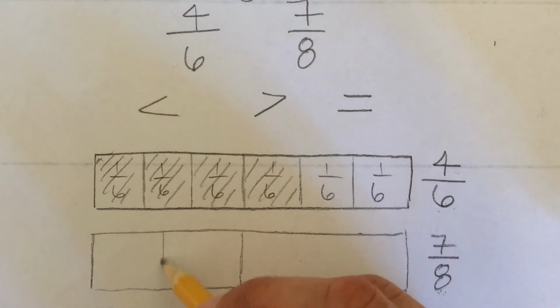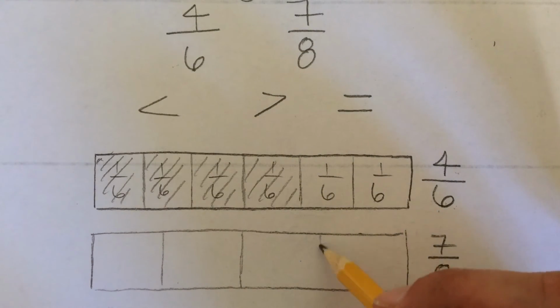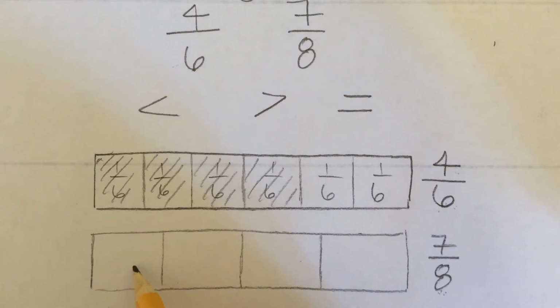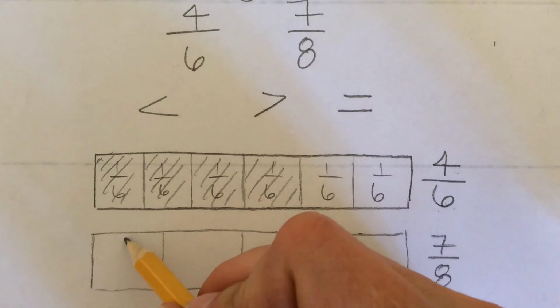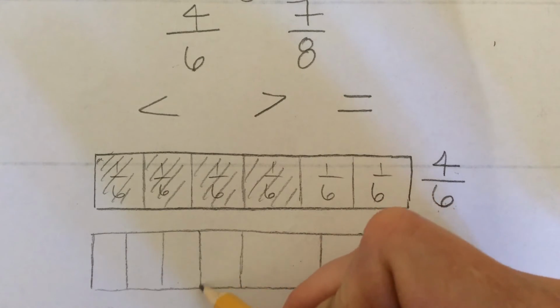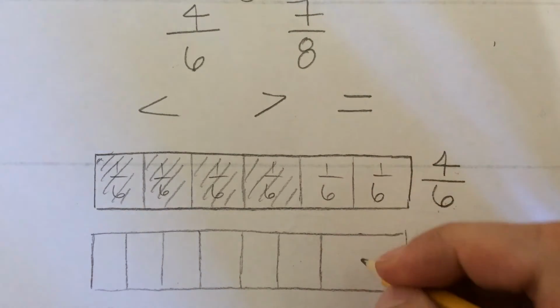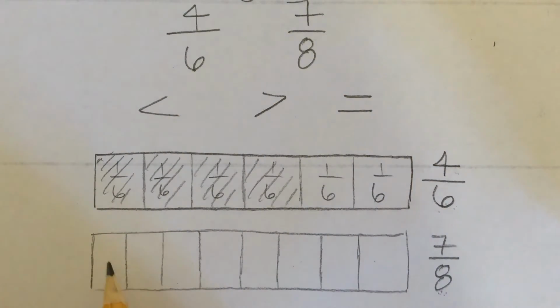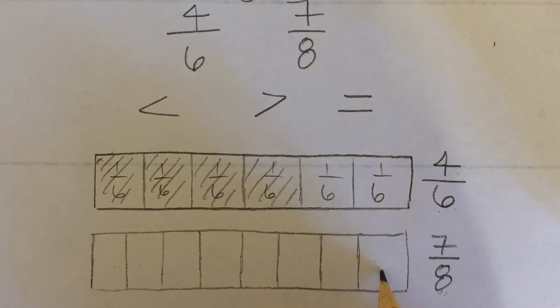Then I'm going to divide it further into now 4 pieces. 1, 2, 3, 4. Really want to make sure that they're even. And I'm going to divide it even further. And I've got 1, 2, 3, 4, 5, 6, 7, 8 pieces.